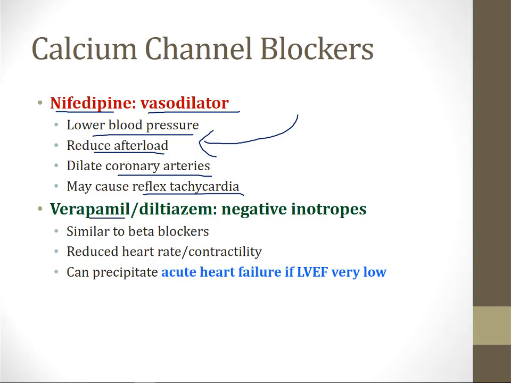The verapamil and diltiazem type of calcium channel blockers function predominantly as negative inotropes. Their effects are very similar to beta blockers. They lower the heart rate and contractility, and that reduces oxygen demand. Now, one problem with these drugs that you need to be aware of, this often comes up on exams, is that because they reduce contractility, they can cause acute heart failure in patients if the left ventricular ejection fraction is already very low. Patients with advanced systolic heart failure need all the contractility they can get, so if you administer these drugs, you can potentially cause acute heart failure.